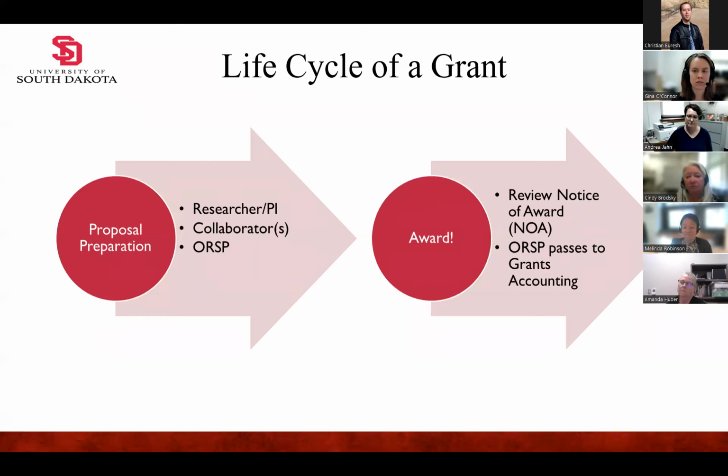Every proposal has specific details that we have to follow. So we're there to assist to make sure that you follow those details so that your proposal before you submit can be compliant with the sponsor.